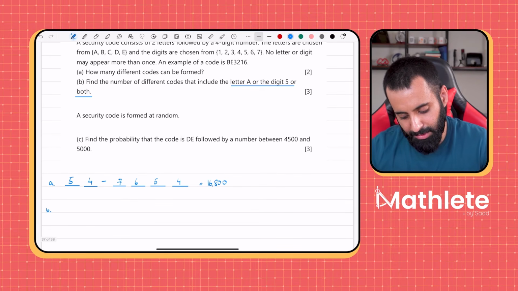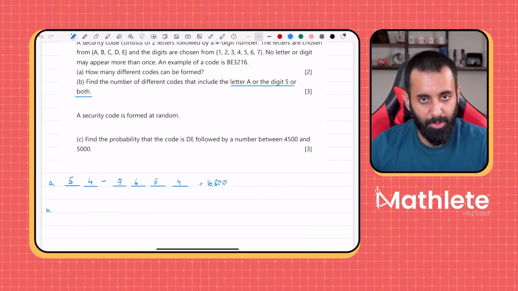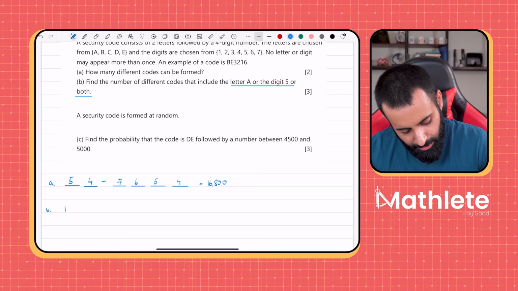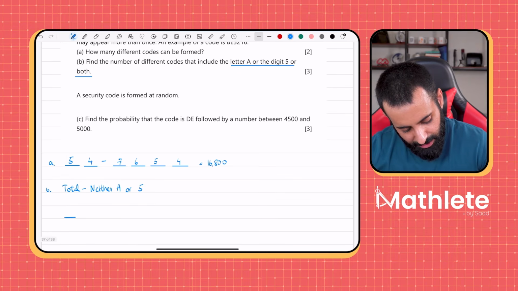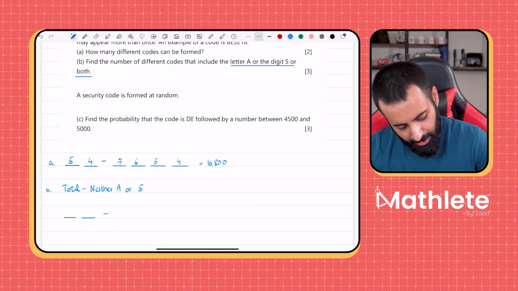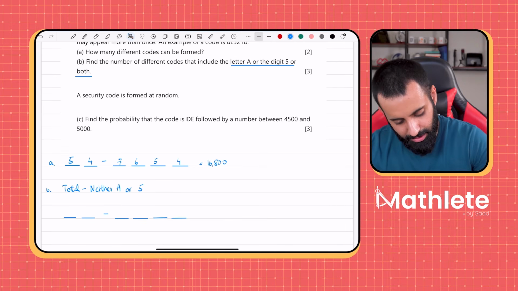So the exact opposite of including either A or 5 or both would be including neither. So that's what we're going to do. We're going to do total minus neither A or 5. Okay. So let's see how many codes we can make with the condition that we don't use A or the digit 5.